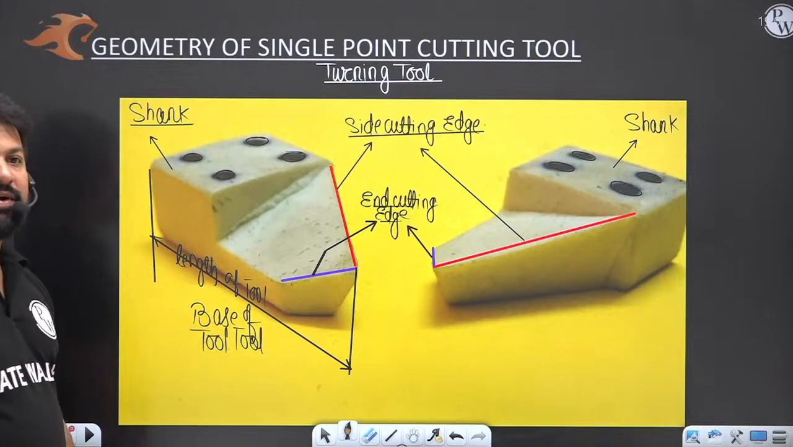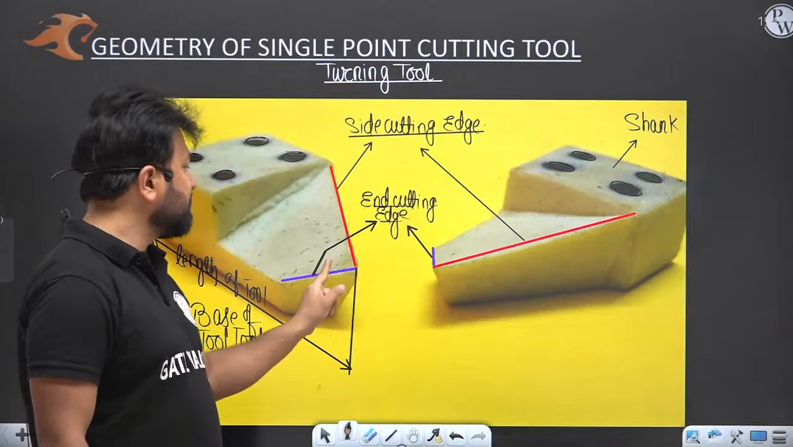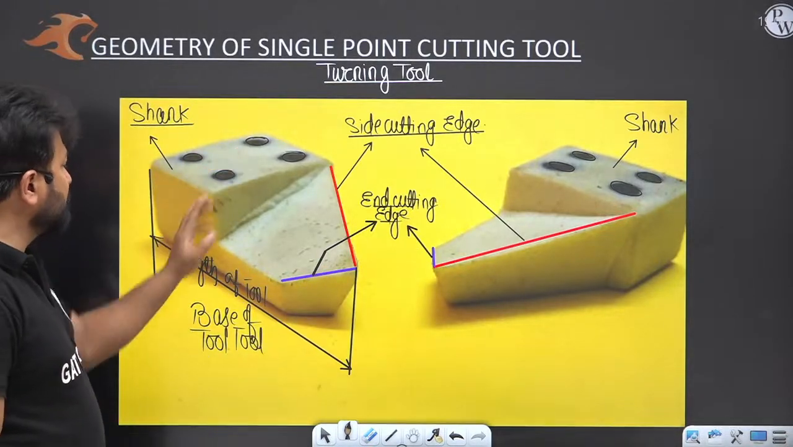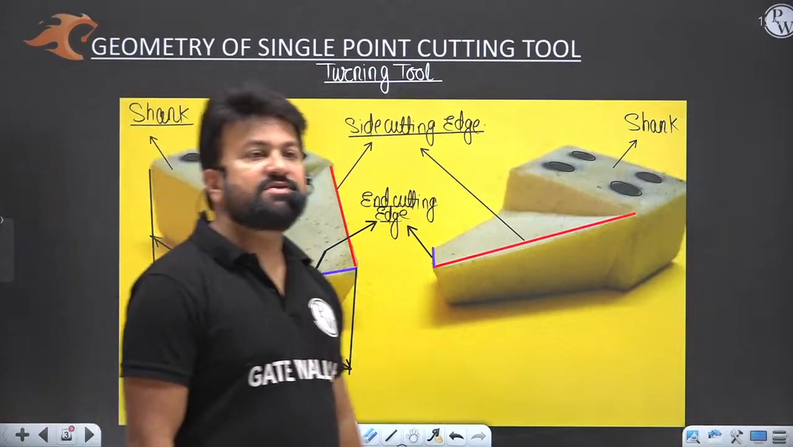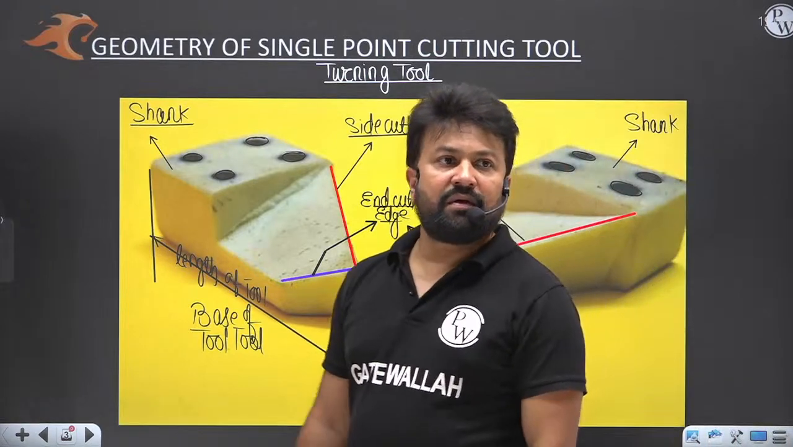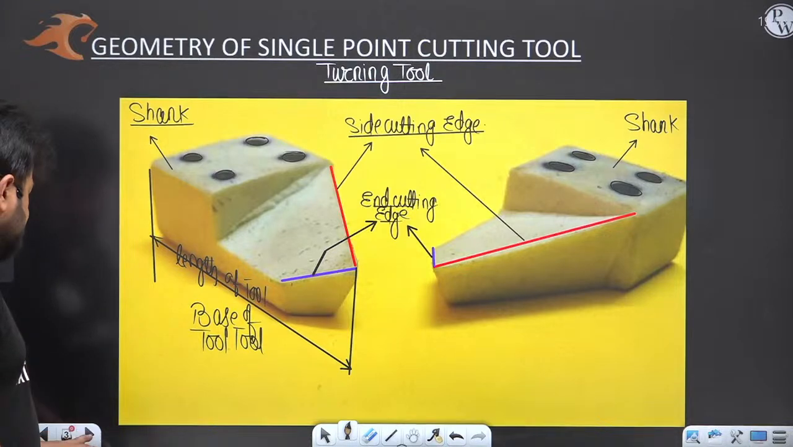Now tell me, is that clear? Shank, side cutting edge, end cutting edge, base of the tool, width of the tool, and length of the tool. Is this geometry clear to you, my dear? Okay, so this little bit of geometry is clear to you.